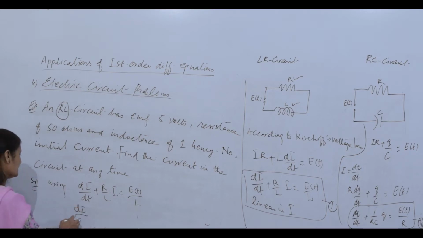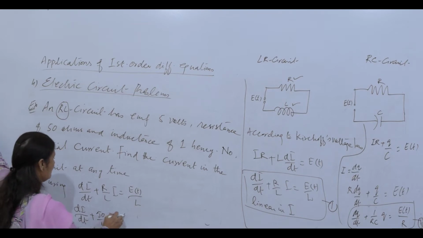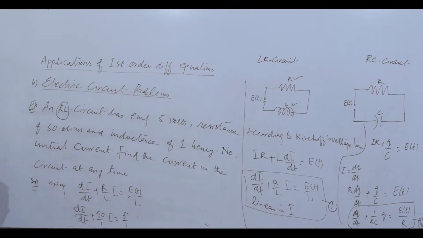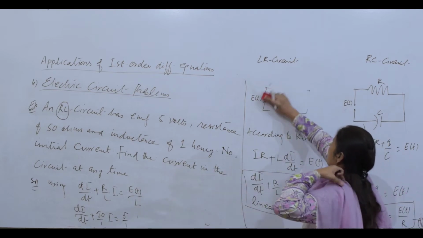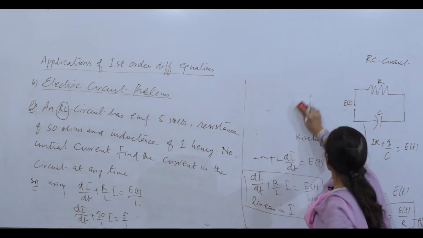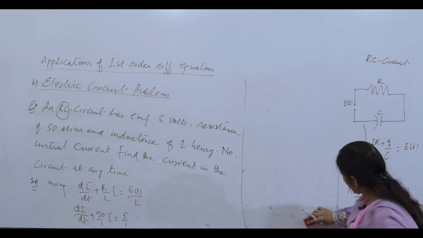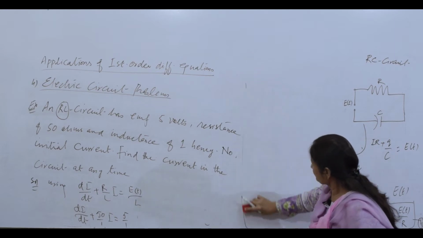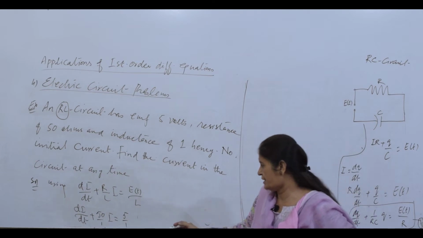So di by dt plus R by L i, R is 50, so 50 by 1 i is equal to 5 volts by 1, as L is 1. So this is linear in i. Let me rub this because I have one equation remaining, which I'll solve. This is finished now. So this is linear in i, right?